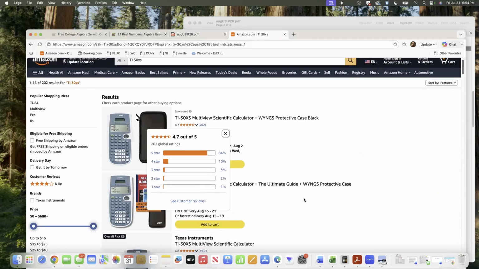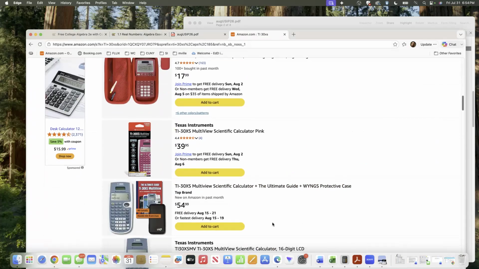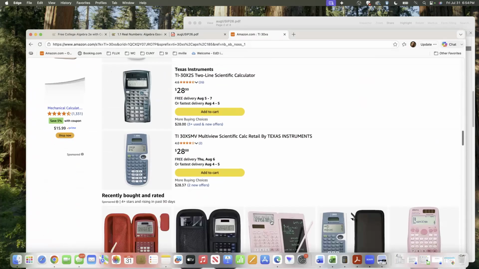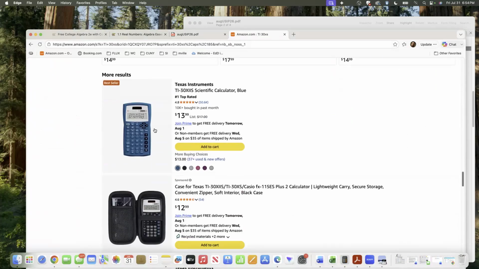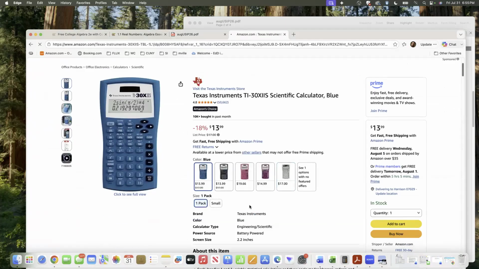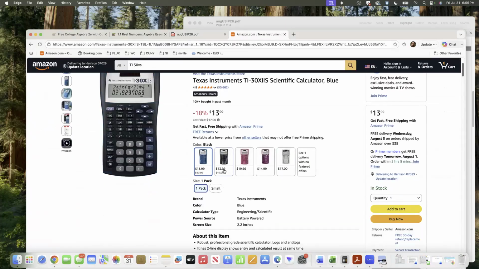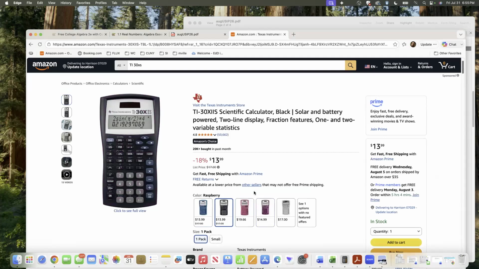Please do not spend $50 on a calculator. Okay? These calculators are cheap. You could get them cheaper. I'm going to show you one that's $13 right here. See it? Yes, we can see it. You could get it in blue, black, pink, purple, gray. Pick your color.